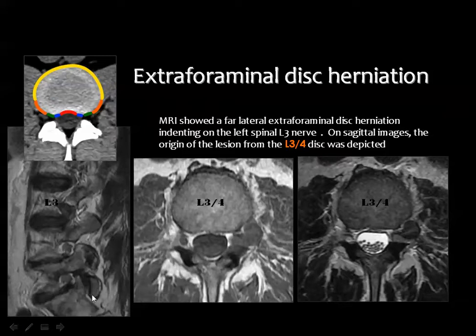Extraforaminal or lateral disc herniation is the herniated disc outside the foramen, but it is compressing the nerve root. Then, the same rule in the sagittal image, you see the foramen containing fat with the nerve root inside, and here the foramen is totally obliterated by this herniating disc material.